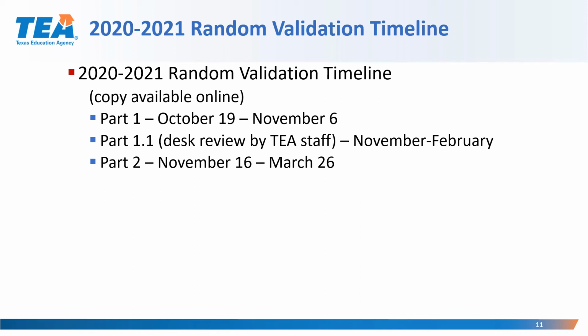Part 1 for all programs will run from October 19th, when LEAs will receive their initial notification, through November 6th. Part 1.1, which is the desk review by TEA staff based on Part 1 submissions, will occur between November and February. Part 2 of the validation process, notifications will go out on November 16th, and final results will be made available to those LEAs on March 26th of 2021.